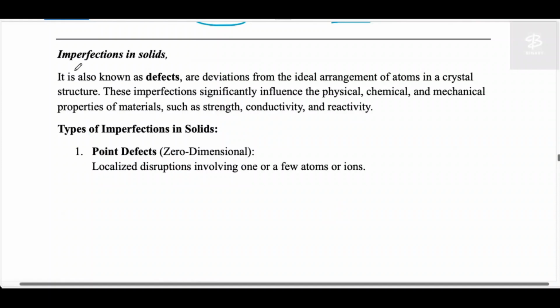Now come to the imperfections in solids. Till now we have discussed solids of many kinds, in which the arrangement of the atoms in their very basic unit, which is known as the unit cell, is used. And how that unit cell is repeated in its fashion to make the bulk material, that is a crystal structure.